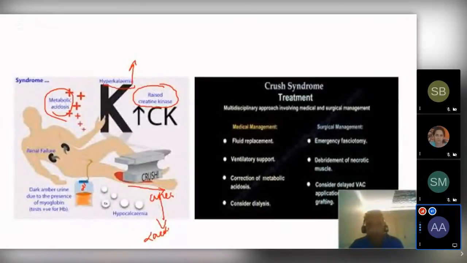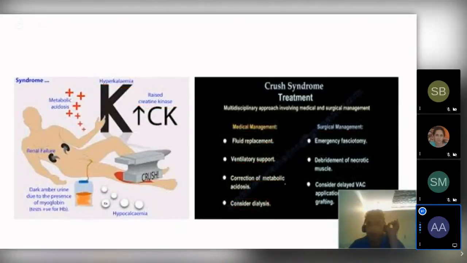So quickly I will tell you about the treatment, medical management and surgical management. Medical management is the whole crux of crush syndrome. Medical management is fluid replacement. If there is excessive metabolic acidosis and the patient is going into respiratory failure, he will require ventilatory support. Of course, you have to do correction of metabolic acidosis. If the patient goes into renal failure, he will require dialysis. So what do you do to the part which has been crushed?